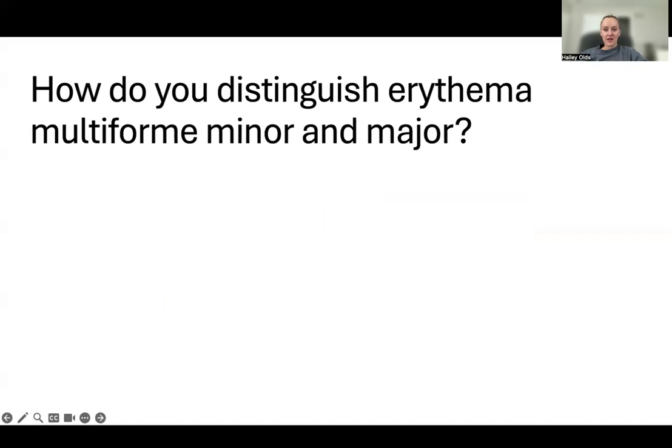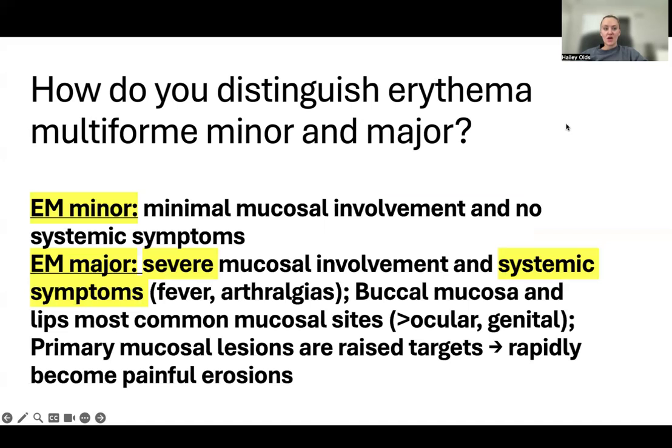How can you distinguish erythema multiforme minor from major? So minor doesn't have much mucosal involvement or systemic symptoms, but major has severe mucosal involvement, and then you can have fevers, arthralgias. Most commonly, the buccal mucosa and the lips are involved, but it can also be ocular involvement, genital involvement.